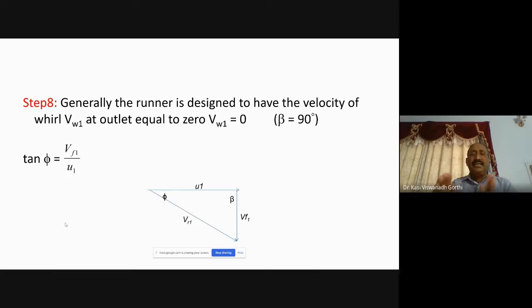Beta is 90 degrees is the general design for the modern Francis turbine. And hence from the outlet velocity diagram, you can see here tan phi is equal to Vf1 by U1. U1 you already computed, pi D1 N by 60. U1 is known. Vf1 is assumed to be equal to Vf, and hence the value of phi can be computed.